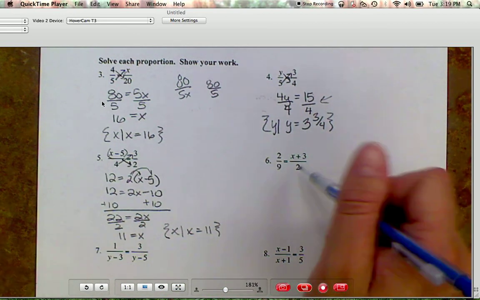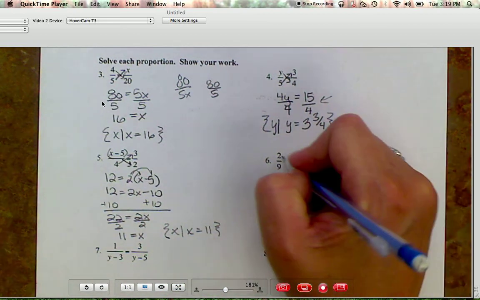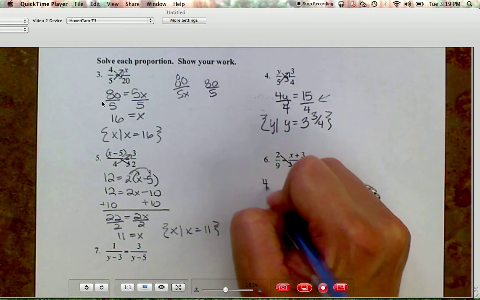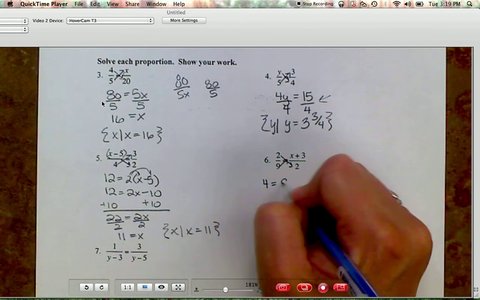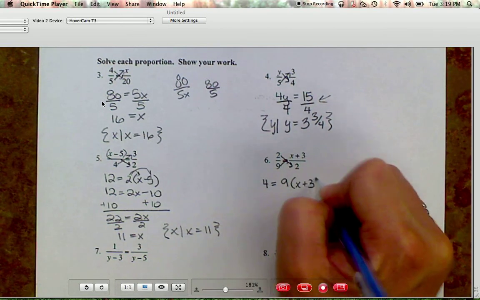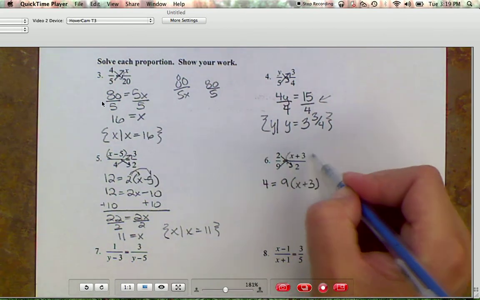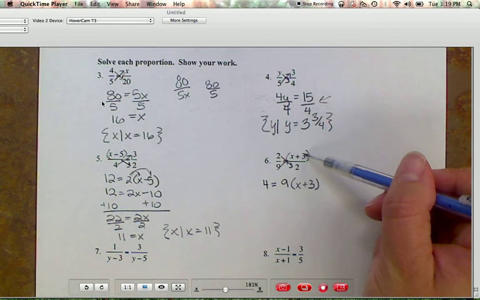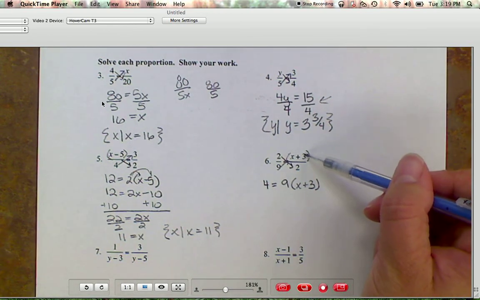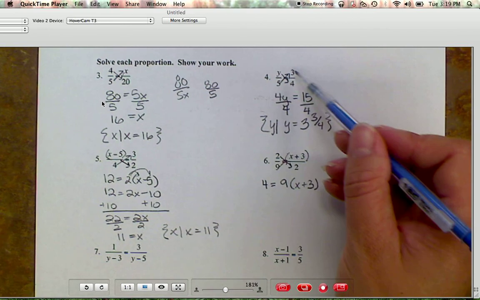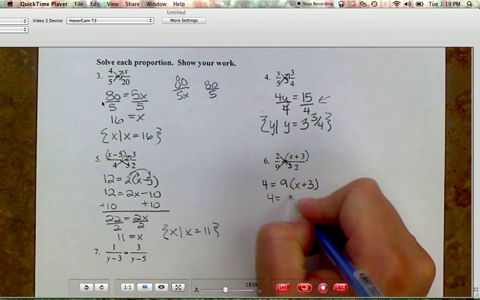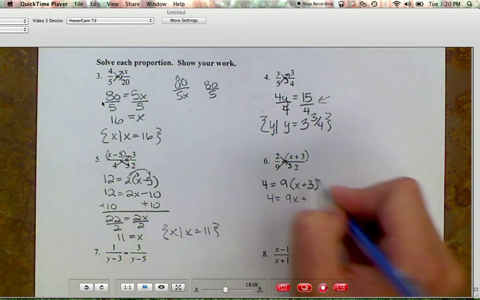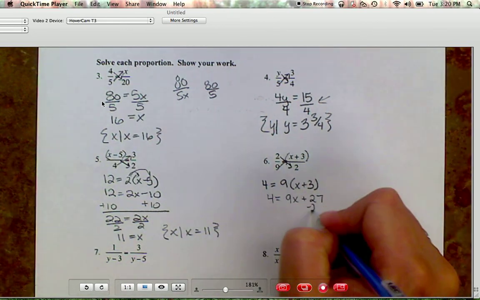Okay. Same thing here when you cross multiply. 2 times 2 is 4. Cross multiply this way. 9 times x plus 3. 9 times the quantity, x plus 3. This is called a binomial. There's 2 terms on top, so that's a binomial. It has to be treated differently than if you only have 1 term on the top. So we distribute: 4 equals 9x plus 9 times 3, which is 27. Subtract 27.